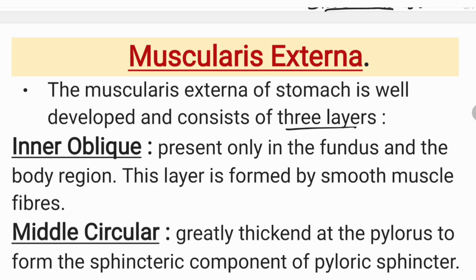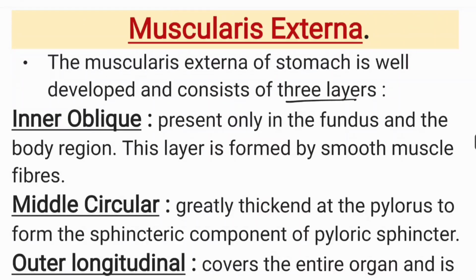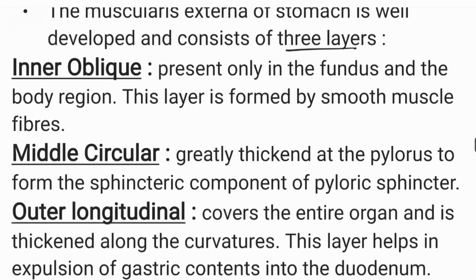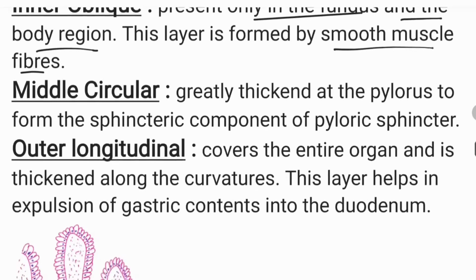So we should remember the innermost layer is the oblique muscle, then the middle layer is formed by the circular muscle, and then the outer layer is formed by the longitudinal muscles. The inner oblique layer is present only in the fundus and the body region. This inner oblique layer is formed by smooth muscle fibers.